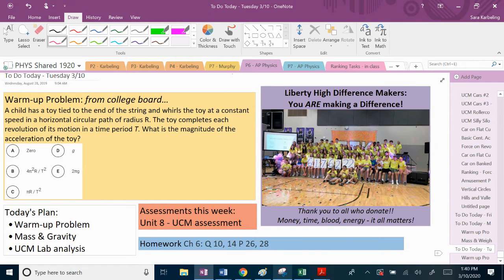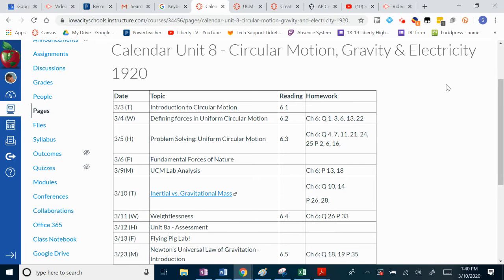Okay. Let me tell you the plan for the day today. So we are actually going to go back to the calendar for this unit. So we are here, right? We did our UCM lab analysis yesterday. We're supposed to do inertial and gravitational mass today, and then a little bit of weightlessness tomorrow. Thursday we're to do the assessment, and then Friday is the lab.